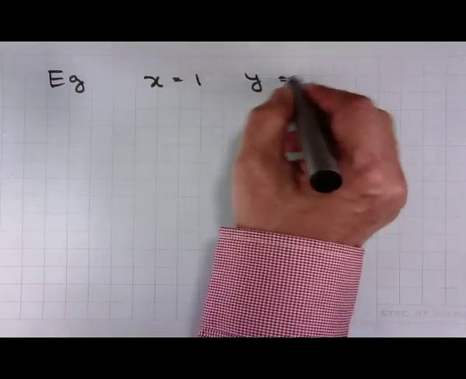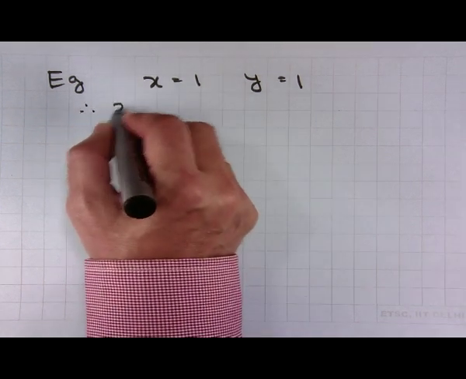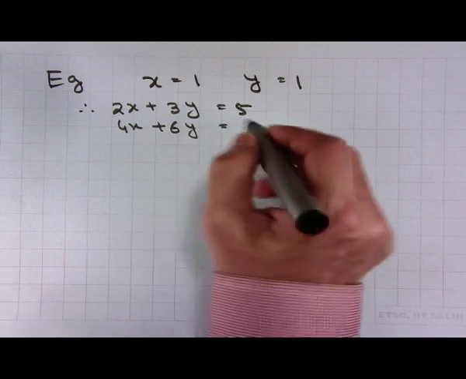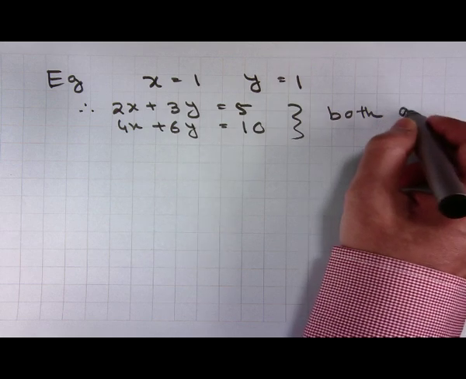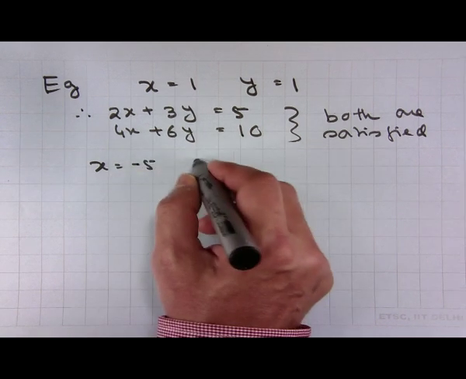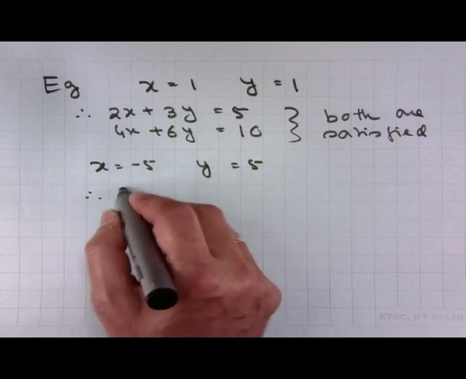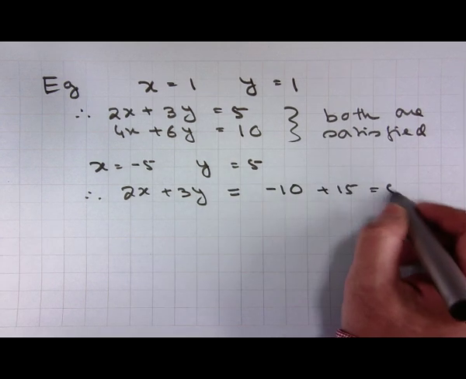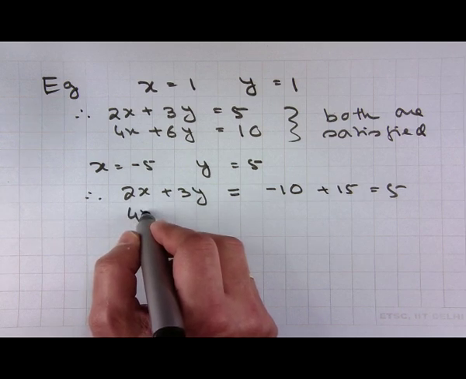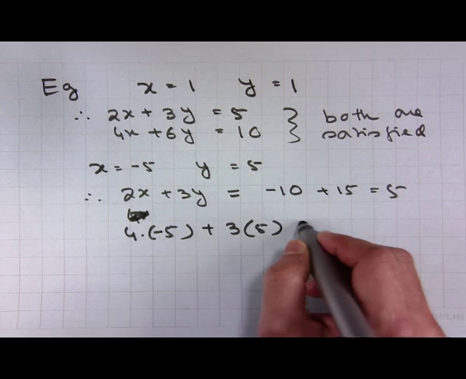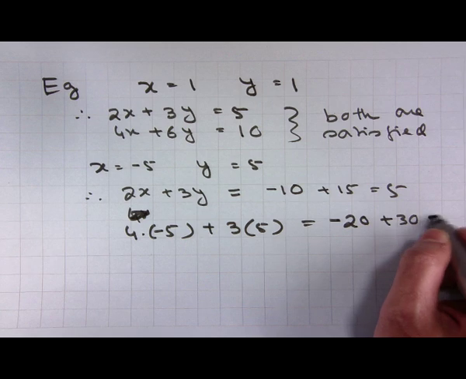For example, x is equal to 1, y is equal to 1, therefore, 2x plus 3y is equal to 5, 4x plus 6y is equal to 10, both are satisfied. x is equal to minus 5, y is equal to 5, therefore, 2x plus 3y is equal to minus 10 plus 15 is equal to 5, and 4 into minus 5 plus 6 into 5 is equal to minus 20 plus 30 is equal to 10.